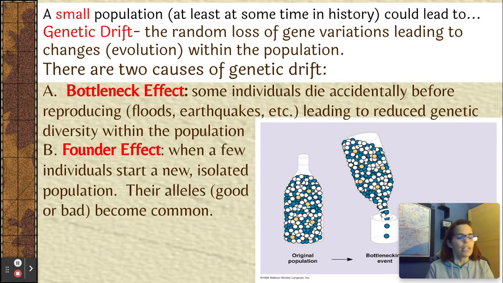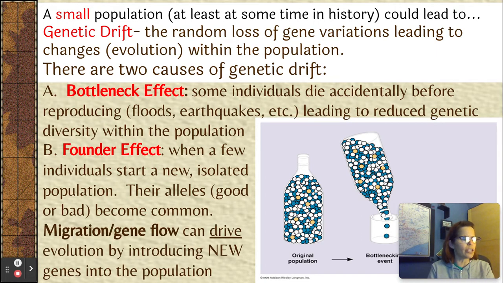That's a bottleneck event. The founder effect has the same outcome, but it's caused by something different. This is where species move into a new environment. It could be humans. Humans have done this on many, many occasions. Or it could be animals that just migrated or accidentally during a storm get blown to a new island or a new location. And they start a new population with very little genetic diversity. And so we see their alleles, whether they are good or bad, become common in that population. Oftentimes, populations that have experienced genetic drift are not healthy populations.